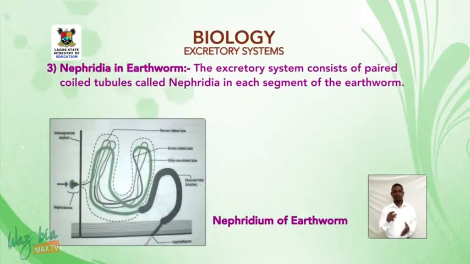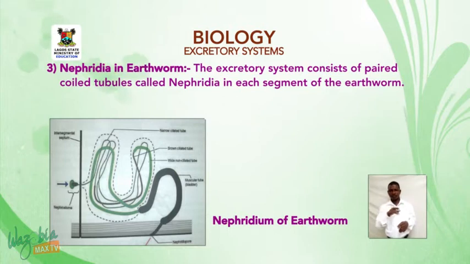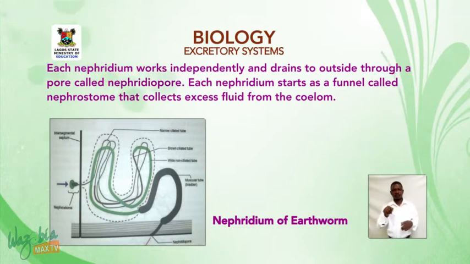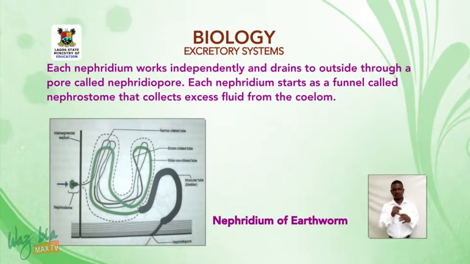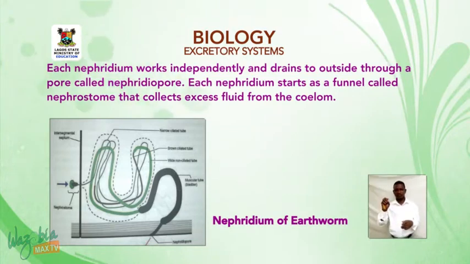3. Nephridia in earthworm. The excretory system consists of paired coiled tubules called nephridia in each segment of the earthworm. Each nephridium works independently and drains to outside through a pore called nephridiopore. Each nephridium starts as a funnel called nephrostome that collects excess fluid from the coelom.